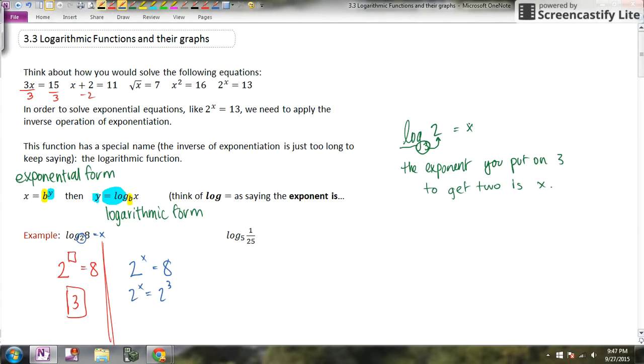Same thing here on the next one. 5 to what power is 1 over 25? And I'm like, oh, it's -2. So this was just a fancy way of saying -2. So when I mark something wrong on a quiz, instead of putting -2, I could put log 5 of 1/25.